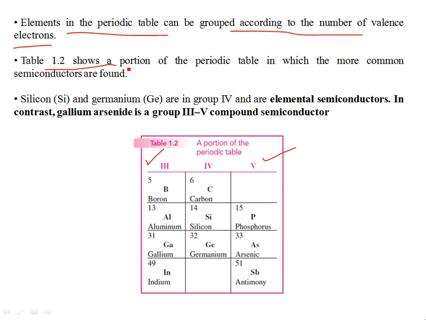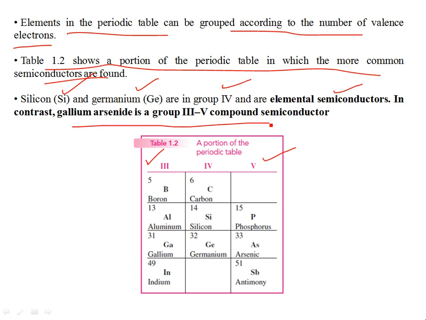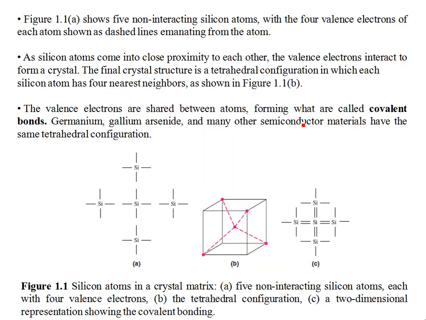So this table 1.2 shows the portion of the periodic table in which the more common semiconductors are found. Silicon and germanium are in group 4, and these are elemental semiconductors. In contrast, gallium arsenide is a compound semiconductor.